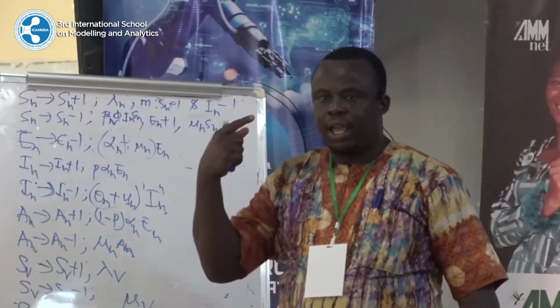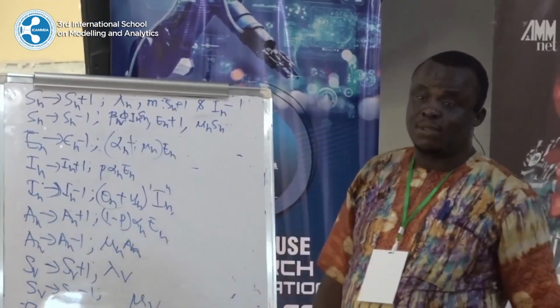The number of classes we have in this model, how many classes do we have? 7. So that's why we have 12 by 7. Right? Okay, we continue from there. Thank you.